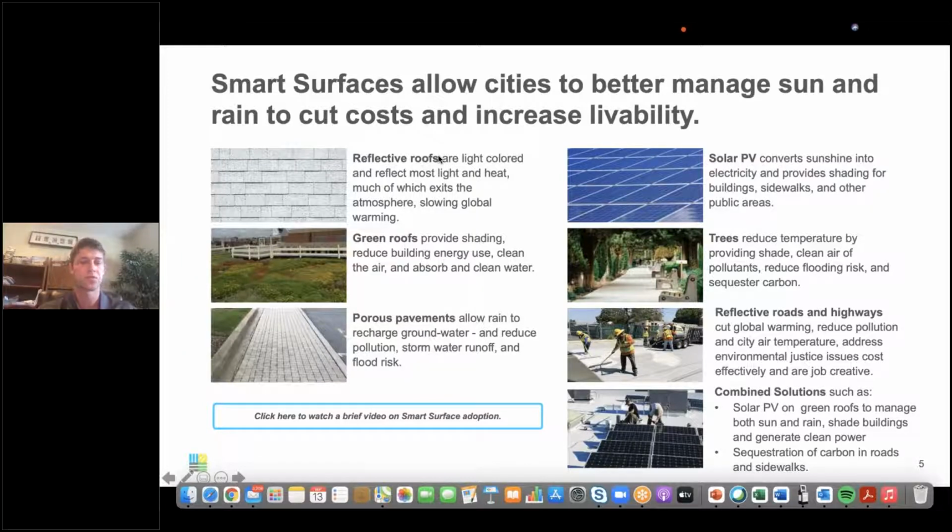These can be anything from green roofs to bioretention parking lots, bioretention roofs, any kind of natural infrastructure that slows the stormwater runoff. And then also we include porous pavements in that bucket of slowing stormwater runoff. The last two sections we include are solar PV, so converting sunlight into electricity, as well as trees, which provide shading, clean the air and improve air quality. Also, there's an aesthetic benefit, and once again, increasing the livability of these communities.